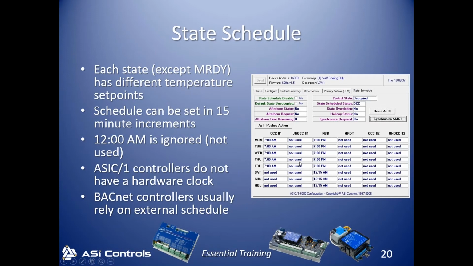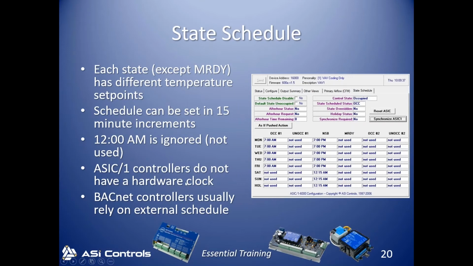Where it says not used, you can enter a value of 0, because 0 is not a valid value. It just means basically ignore that state. And so 12:15 is the first valid time in a day. That's why on Saturdays, Sundays, and holidays, we have it set to 12:15 a.m. So that's night setback all day.